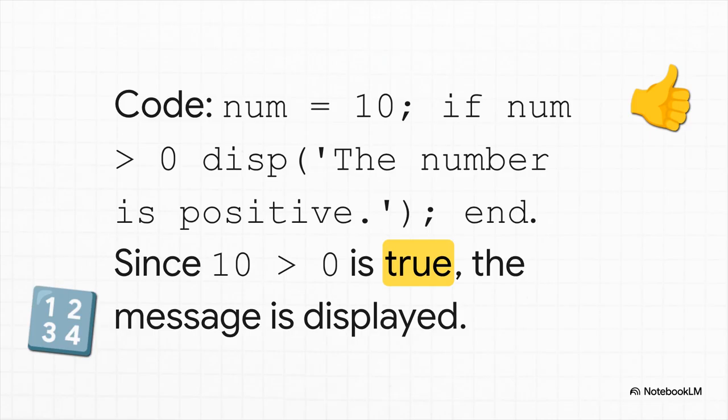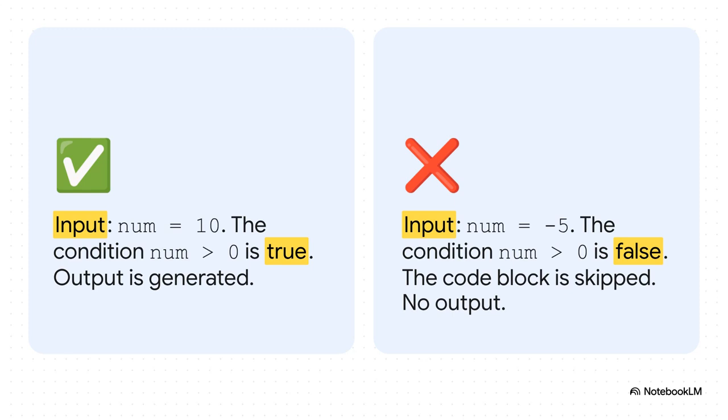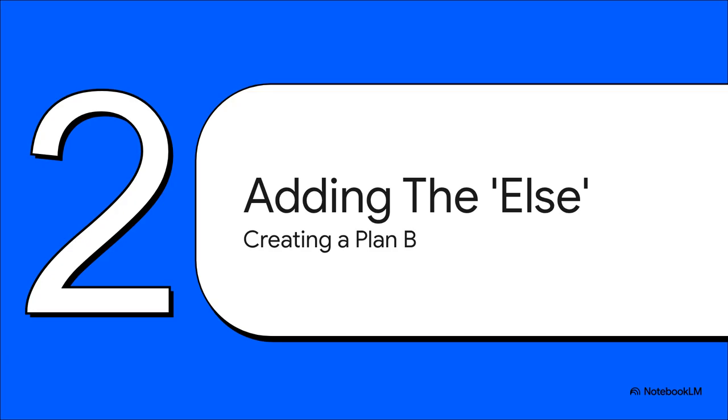See? Easy. And this is where it gets really clear, looking at the two paths side by side. On the left, num is 10, the condition is true, and boom, we get our message. But check out the right side. We set num to -5. Now, is -5 greater than 0? Nope, not a chance. So that condition is false. And what does Matlab do? Absolutely nothing. It just skips that block of code entirely and moves on. No output at all.